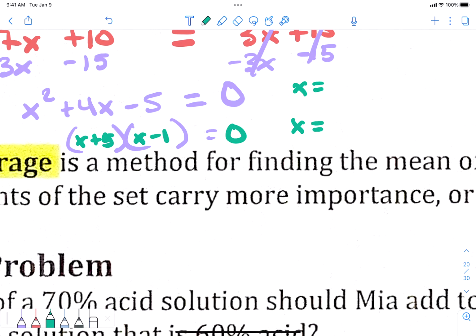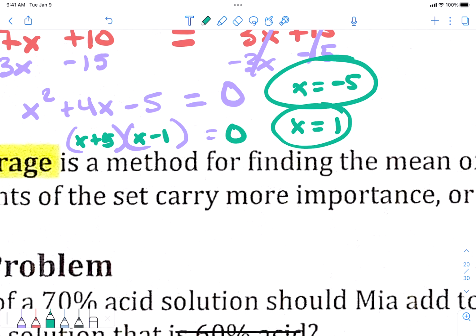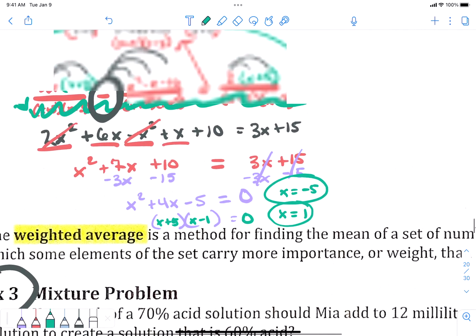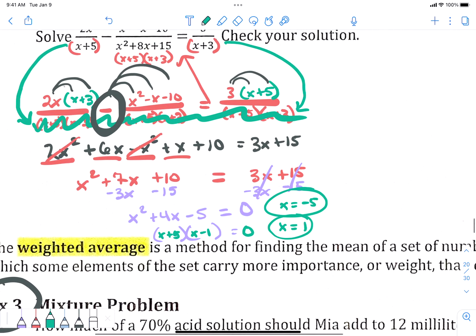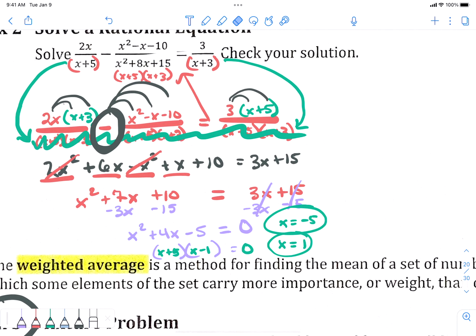There's only one solution. Now wait a second. Negative 5 and x is equal to... X will be negative 5 and x will be positive 1. Okay, Carson, why is there only one solution? I got 2 answers. Because there can't be a negative answer.